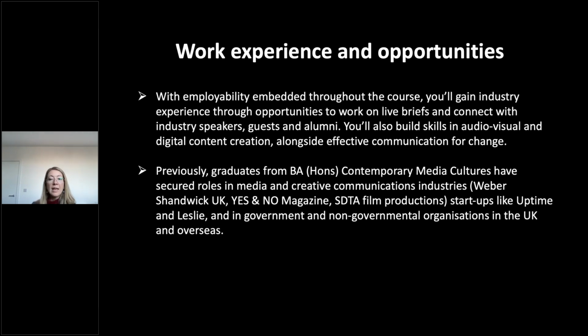So some of our graduates, people who graduated from the LCC, even though the course was slightly different in the past but similar in many ways, have decided to go on to different experiences and pathways. Some people work for Robert Shendwick, some people for magazines, some other people work for the film industry. We've got startups, we've got NGOs, we've got people who really work in a variety of places.